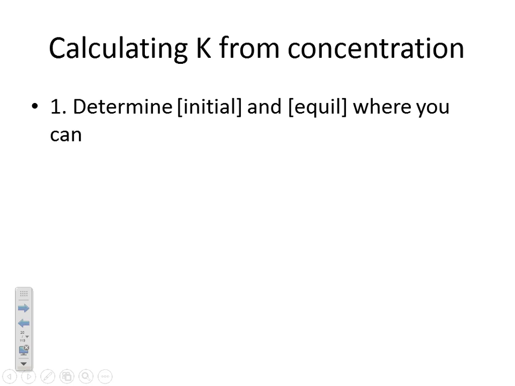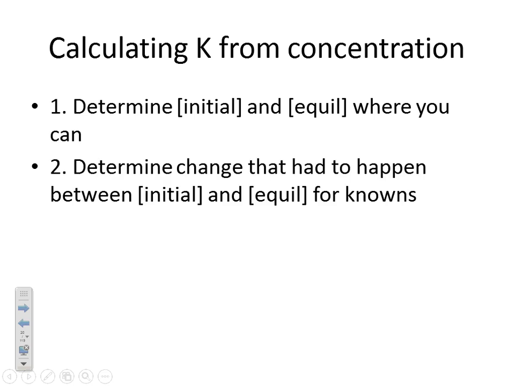Now, there's a general strategy for calculating K from concentration that's shown on this slide. So this is our strategy slide. How do you do this type of problem? First up, you determine initial and equilibrium concentrations where you can, basically from the information that's been given in the problem. You try to organize it, like, hey, what's the initial, what's the equilibrium? Then you determine the change that had to have happened between the initial concentration and the equilibrium concentration for your knowns. Basically, from the numbers in the problem, work out the change between initial and equilibrium based on what they've given you.